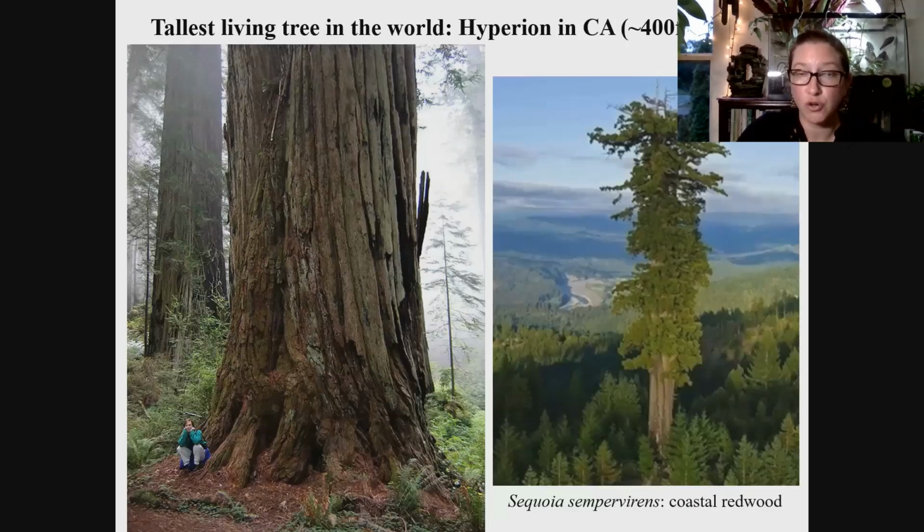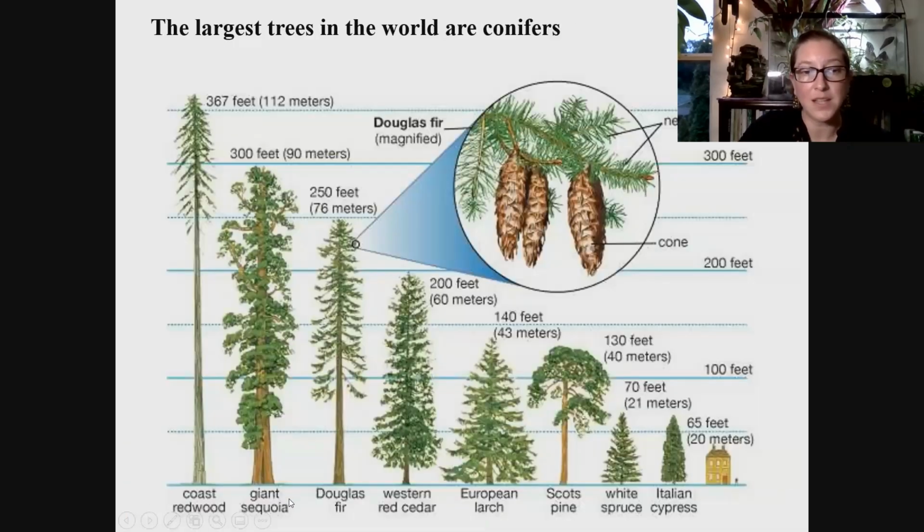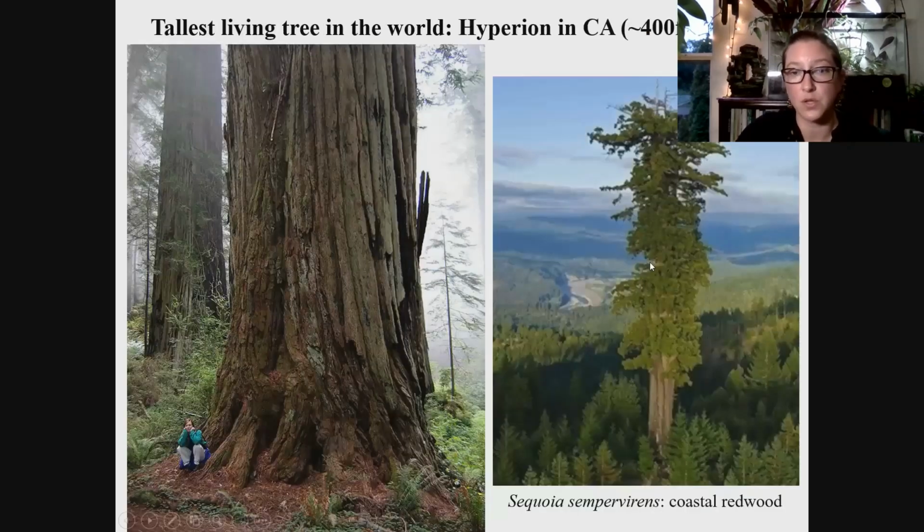The tallest living tree in the world is one of these sequoias, and they've named it, of course, because it's so big: Hyperion. It's in California. It's about 400 feet tall. It's one of those coastal redwoods, so I should be clear here. The giant sequoia and coastal redwoods are both types of sequoia. So here you go, Sequoia sempervirens, that's the coastal redwood.